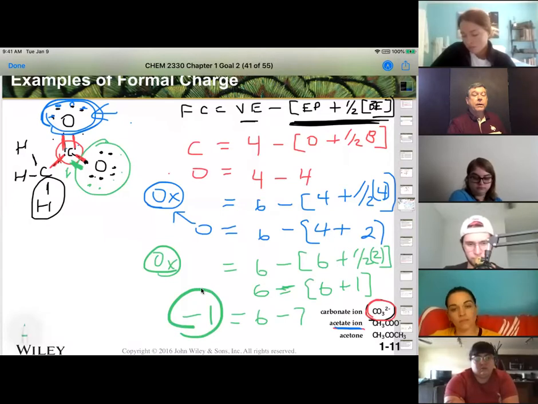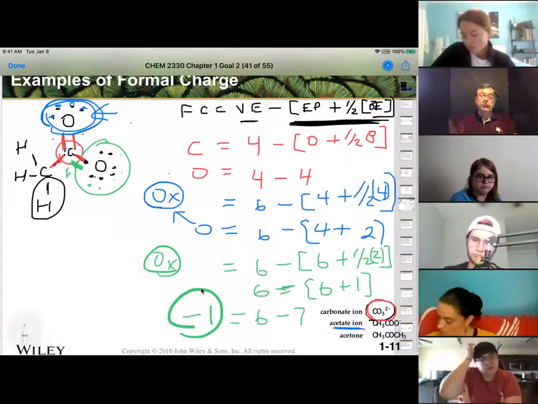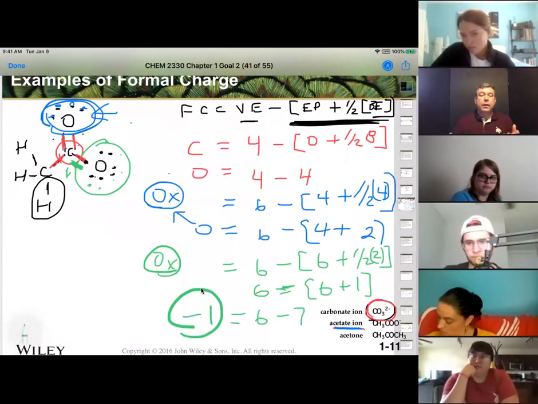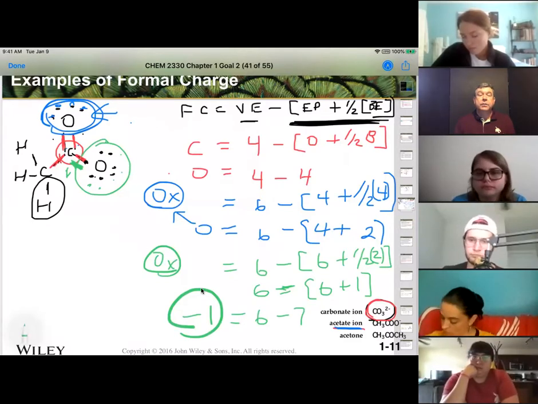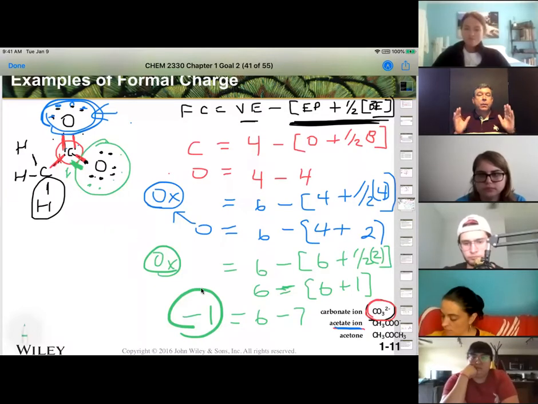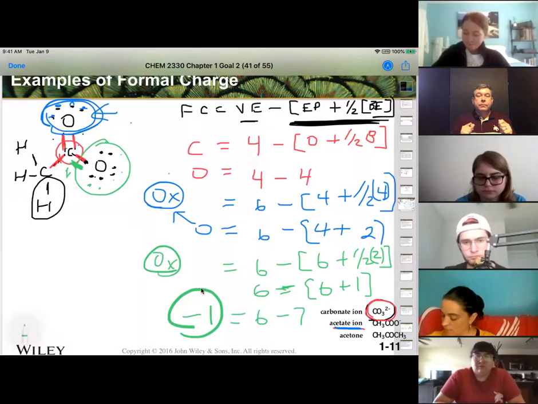So we have now found out where the charge is on our ion, our acetate ion species. It's on the oxygen that's only singly bonded to 1 carbon. Okay, does everybody understand formal charge? Any questions about formal charge?